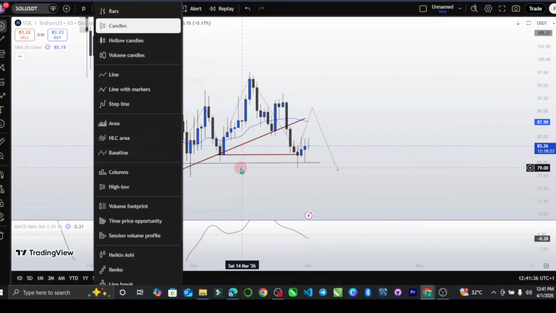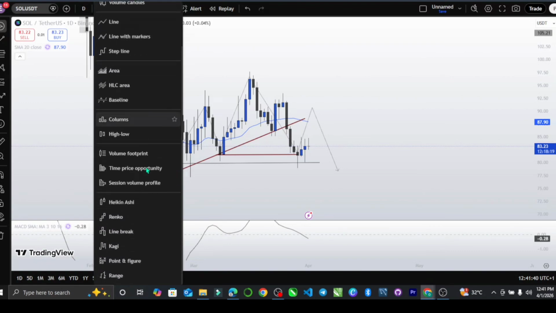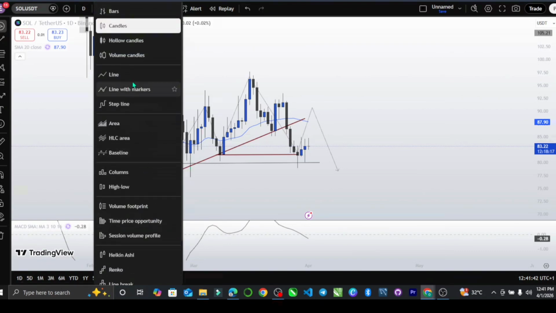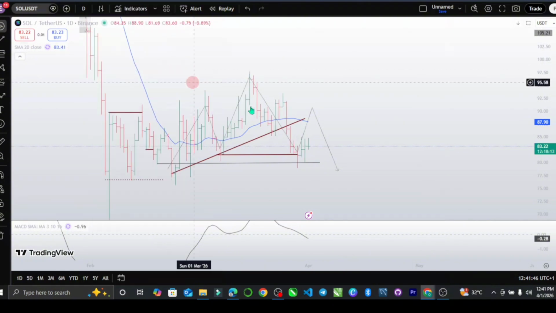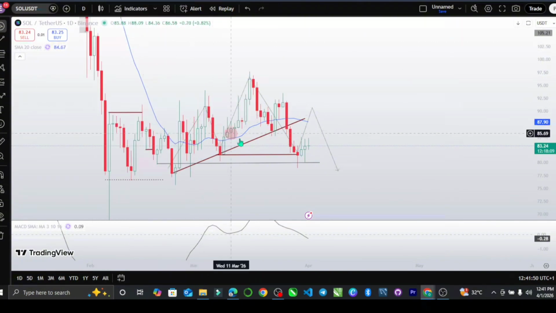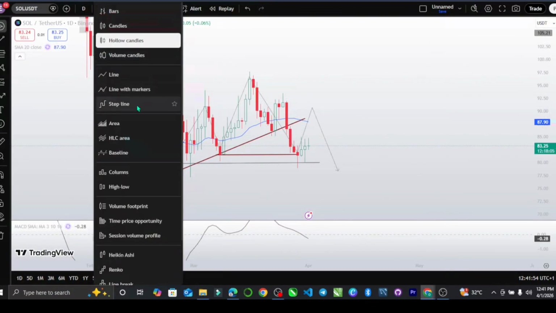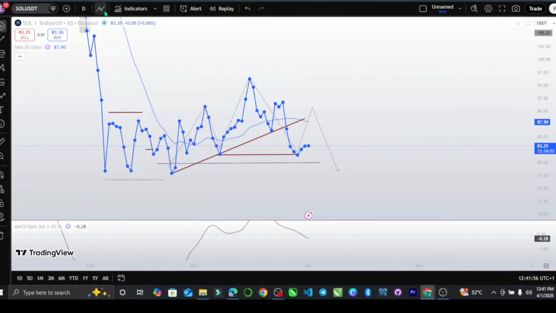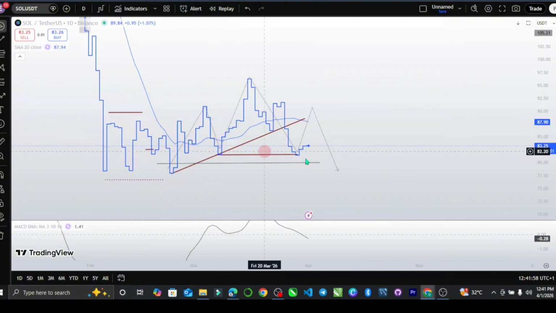You do have to remember though that there are different types of graphical representations available in TradingView. We only talked about three of them: the candlestick, the line chart, and the bar chart. I showed you the bar chart earlier on. There are still other ones you could use. You could use the hollow candles. You see, these are going to show you some kind of information as well. And you could use the line with markers. I do prefer this one. There is another one called the step.